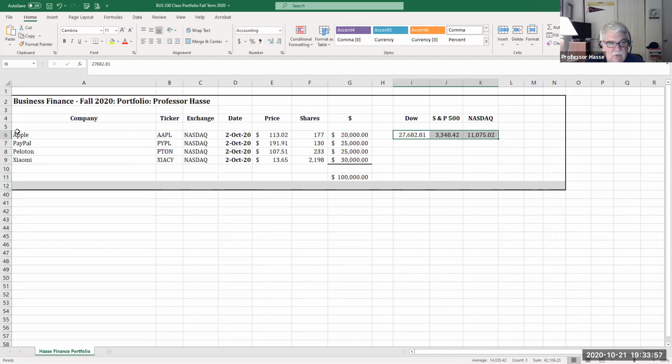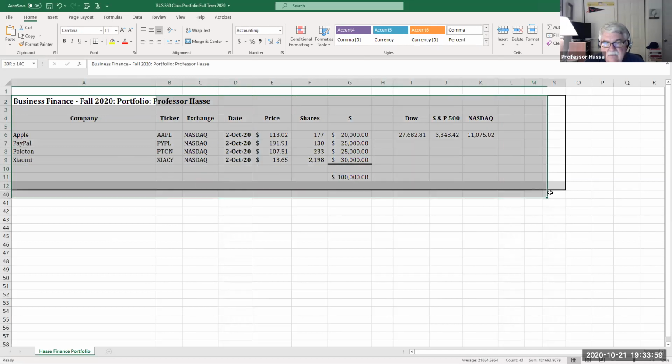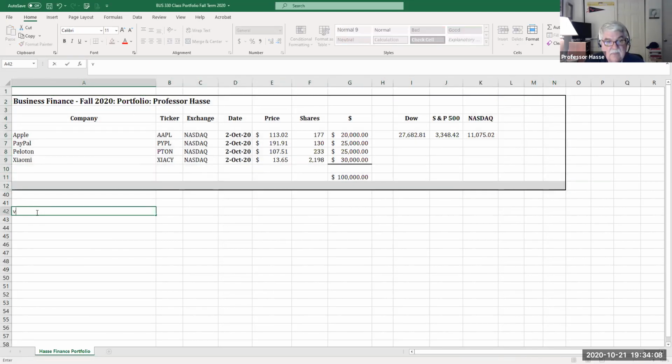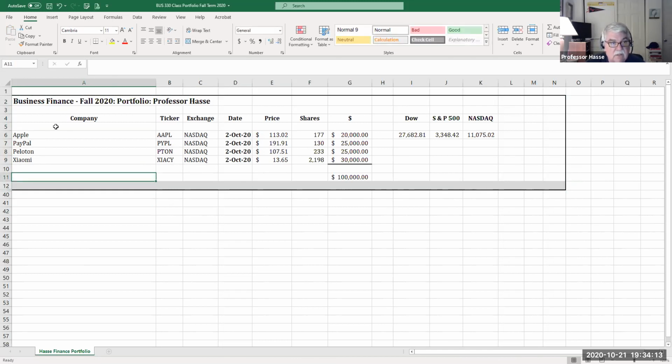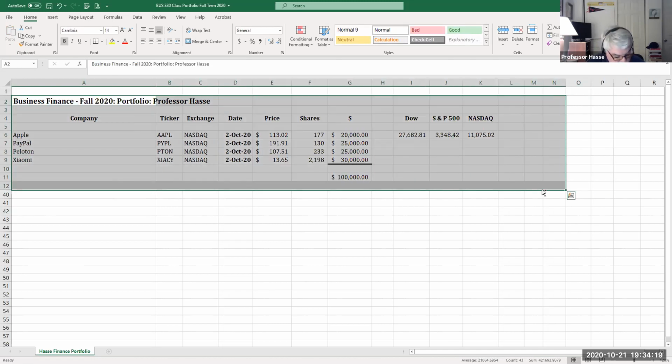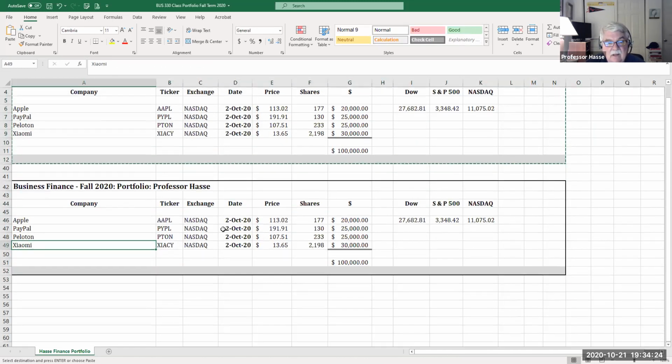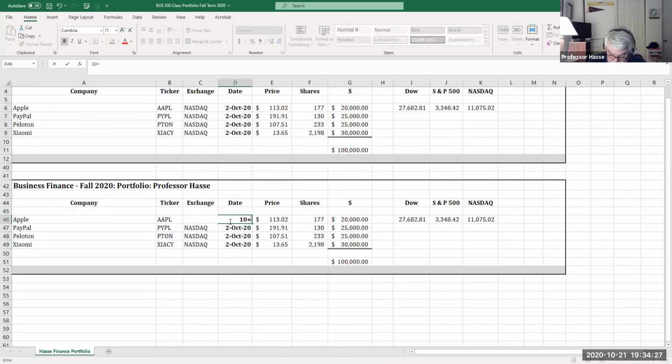So what I would do if I were you is I would just take this section and copy it, Control C, and copy it down here. Oops, sorry, hit the wrong key there. Got to do it again. Copy this section, Control C, and copy it here, Control V, and there we go. And now I would change the date to October 23rd. That's this Friday. Copy that down.